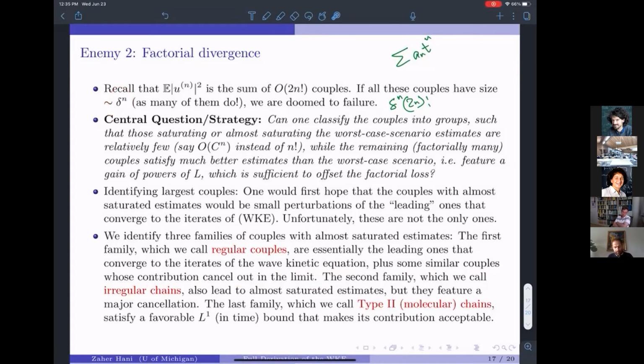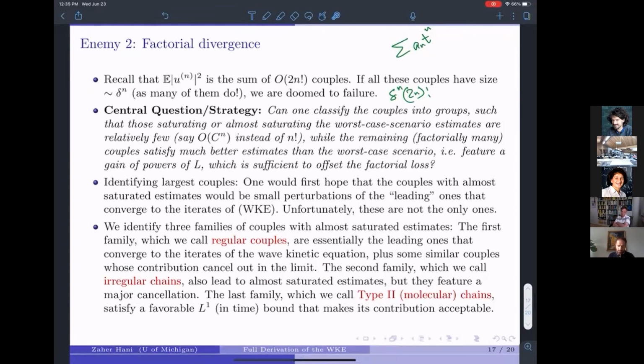Okay. The second family of couples that also give you almost saturated estimate, which is this delta to the n, is what we call irregular chains. Due to lack of time, I cannot draw them for you over here, but these are things that we even identified as a problem in our first work. So these also lead to almost saturated estimates. However, it turns out that they feature a major cancellation.